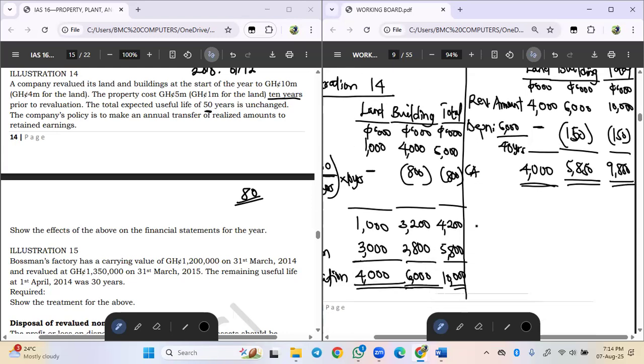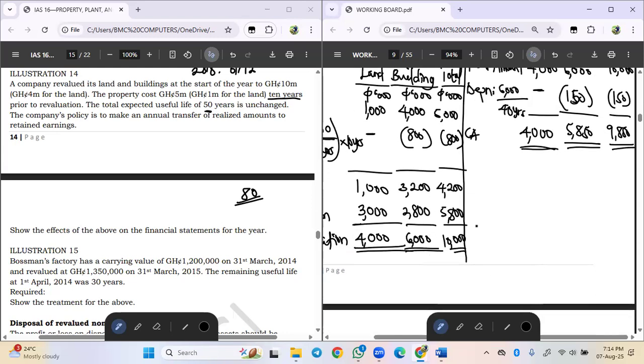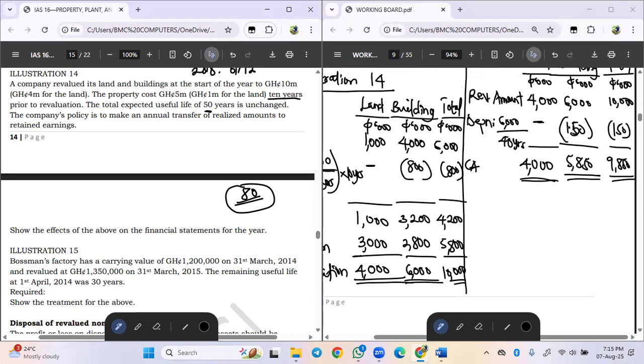Okay. Now, let's determine this extra depreciation or the realized gain. I said you calculate the annual depreciation on the original amount, the historical cost. The annual depreciation on the historical cost was 80. Then you also determine the annual depreciation on the revalued amount. Here the annual depreciation on the revalued amount is 150, minus the annual depreciation on the original cost, which is 80.